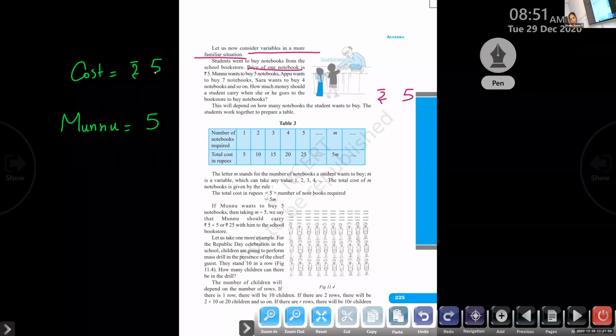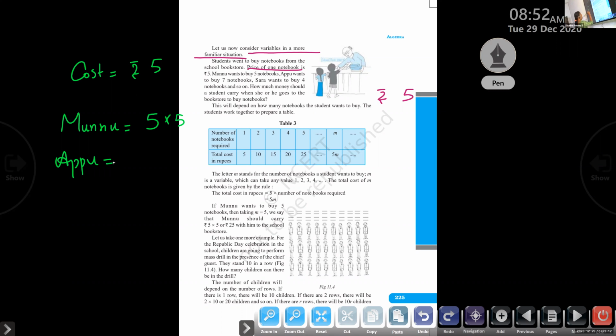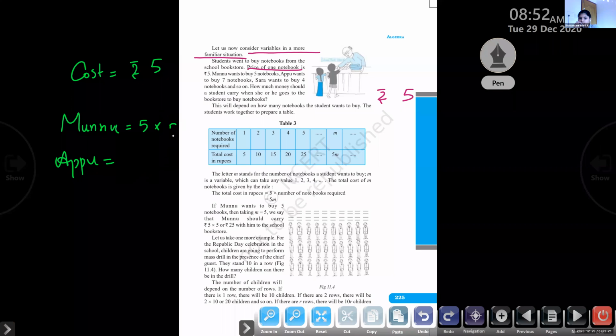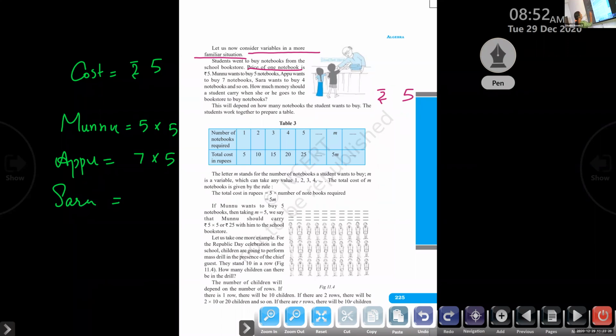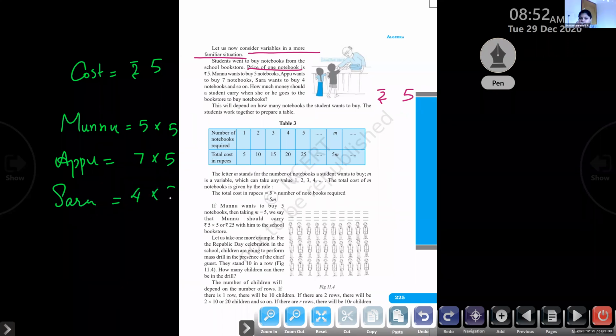Munnu wants to buy 5 notebooks. What is the cost, children? 25 rupees. How did you get it? 5 into 5. Again, Appu wants to buy 7 notebooks. So 7 into 5 is 35. Again, one more child, Sarah, wants to buy 4 notebooks. So 4 into 5 is 20.